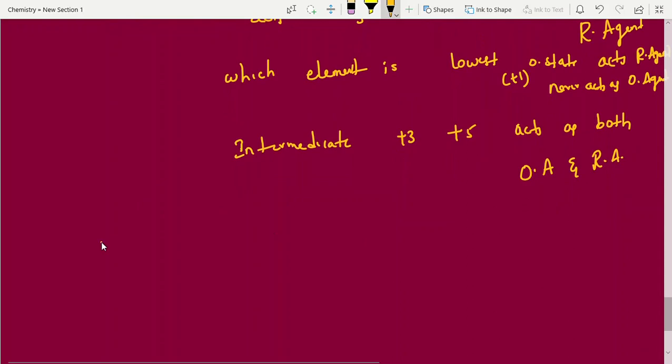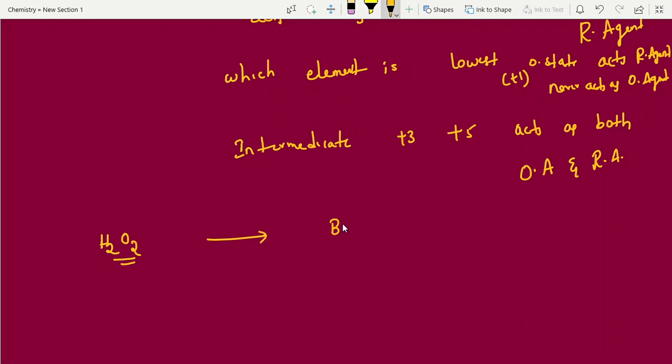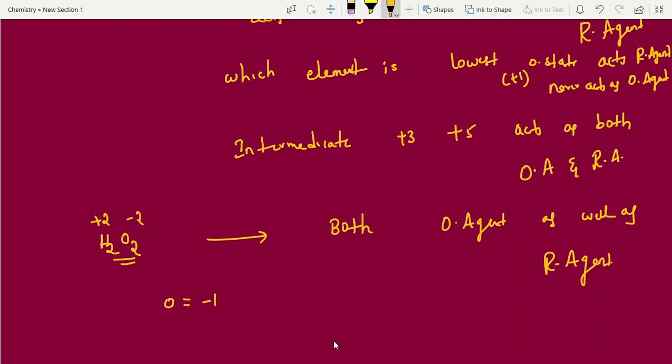So one of the common and important examples, H2O2. H2O2 acts as both oxidizing agent as well as reducing agent. Why? How, students? If you calculate the oxidation state of oxygen, it is -1. Okay, what are the possible oxidation states of oxygen? Possible oxidation states of oxygen are 0, -1, -2, and other cases also there, -1/2, -1/3, that is superoxide, ozonide case, but here these three are important.